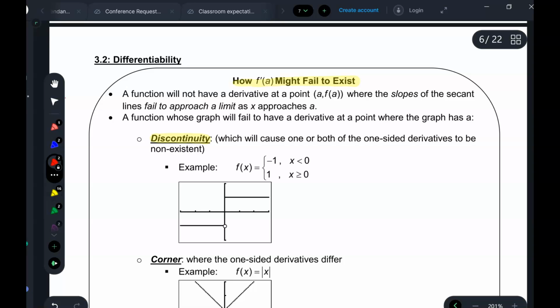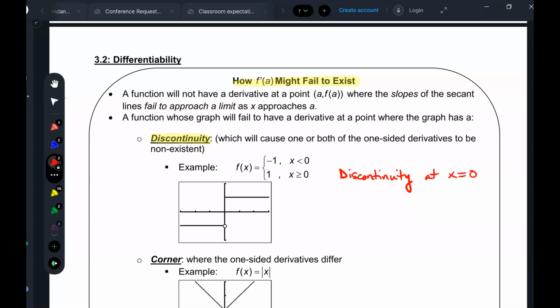So, there's a discontinuity here at x equals 0. Now, you can find the derivative at any other point. You just can't find it at 0. So if I ask you to find the derivative at 3, that's fine. At 3, it's going to be 1.